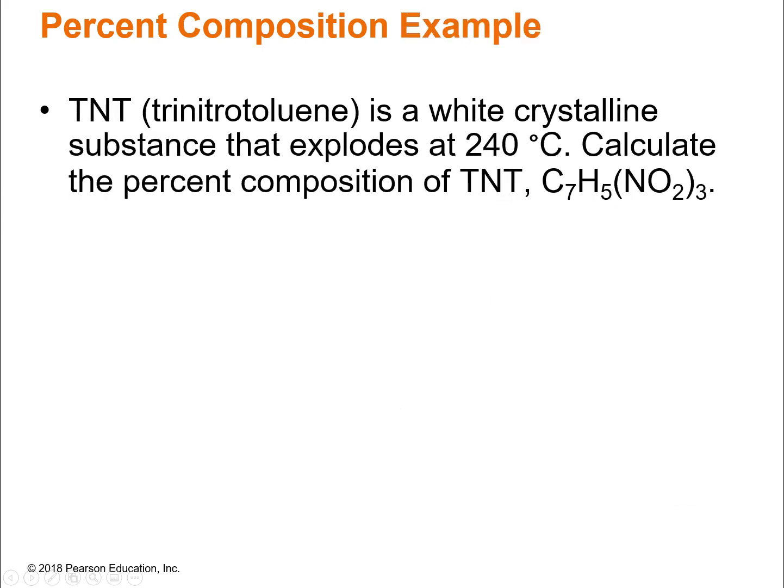Here's an example. I encourage you to pause the video here and try it out. This is the molecular formula for TNT. First, calculate the molar mass, and then try to figure out the percent composition for carbon, hydrogen, nitrogen, and oxygen. Here we go. I'm going to do the molar mass calculation in red.